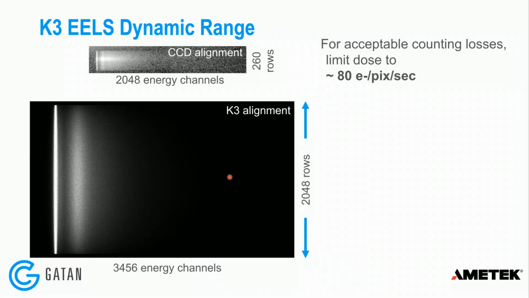So for acceptable counting on the K3, we need the dose rate to be around 80 electrons per pixel per second. Just as a comparison, for the K2, we could only go up to 20 electrons per pixel per second. The reason that we've got this increased counting threshold with K3 is because we're going faster, we can have more electrons on the detector.